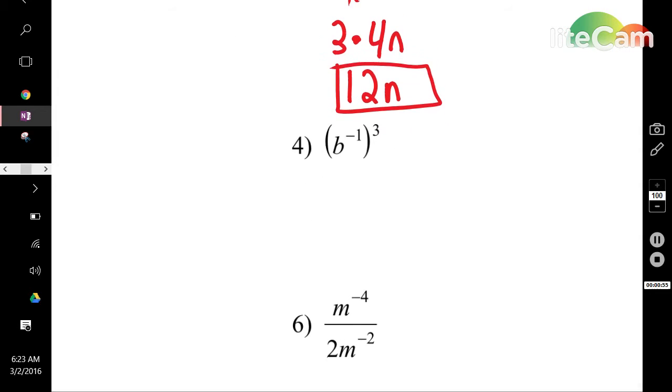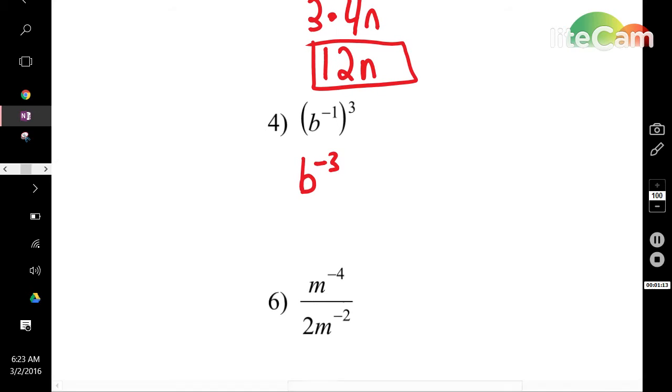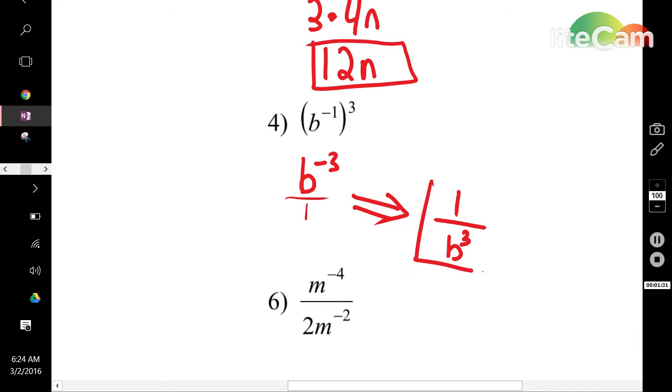Number 4, you have a power raised to a power, and when you have that, you multiply the powers together. So negative 1 times 3 is negative 3. And we don't want to leave this as a negative exponent. When we have a negative exponent, we're going to take the reciprocal of what the base is right now. So right now, it's on top of a fraction over 1, and we want to change that to 1 over b to the power of 3. Once you move the base from the top to the bottom, the power becomes positive. And this is it for that problem.